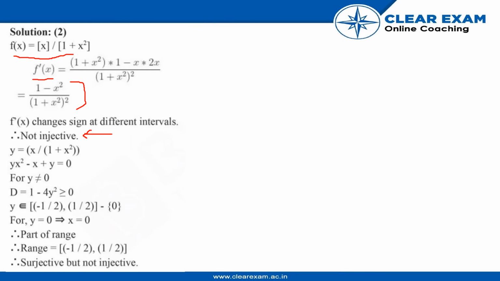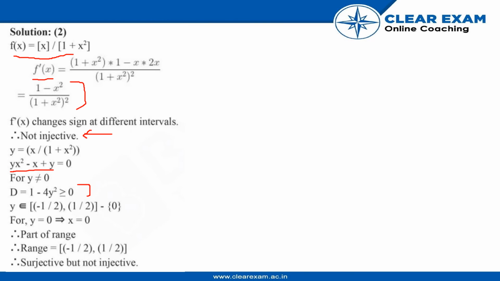We change the values such that we can express the function in terms of y. We do that by cross multiplying the denominator and taking the numerator on the other side of the equation, giving the equation y x square minus x plus y equal to 0. Now, to find the range of y, we use the discriminant method, where the discriminant is equal to b square minus 4ac. We apply the formula into the equation, which gives us D equal to 1 minus 4y square, which will be greater than or equal to 0.